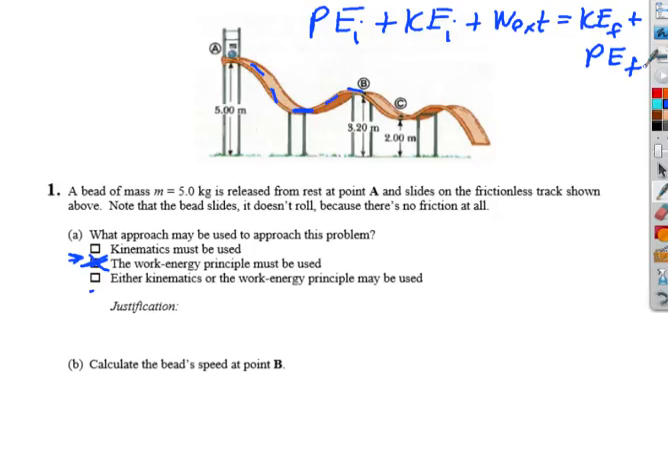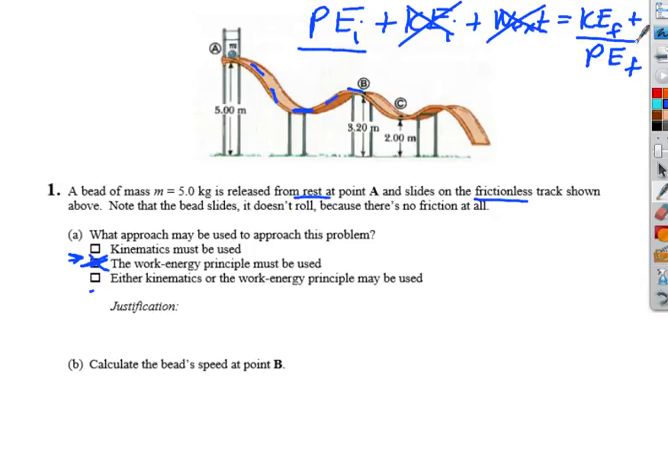So calculate the bead speed. Well, I have a height. I'm 5 meters above the ground, so I have initial potential energy. The object starts at rest, so there is no initial kinetic energy. There are no outside forces. It's frictionless, so there is no work external. At this point, I should see the marble move.